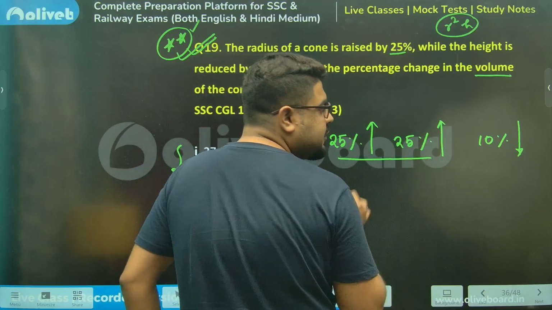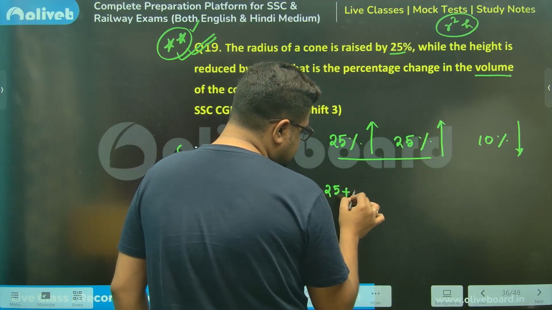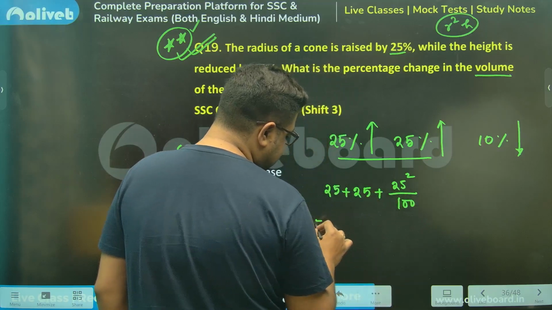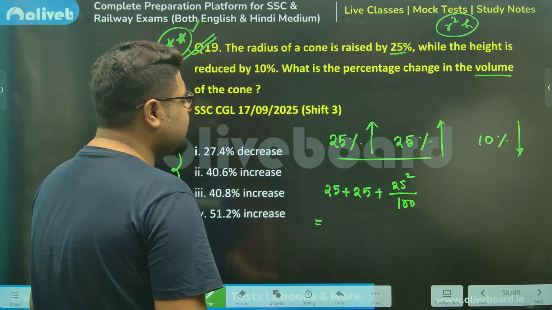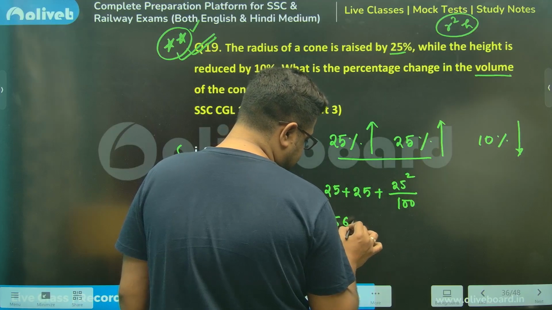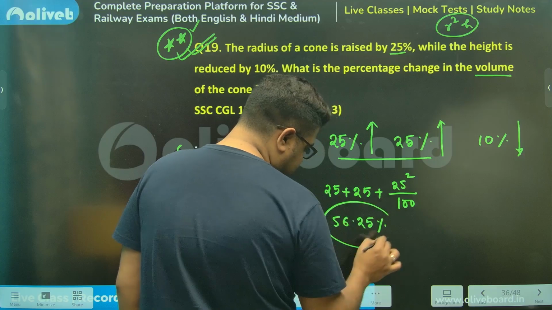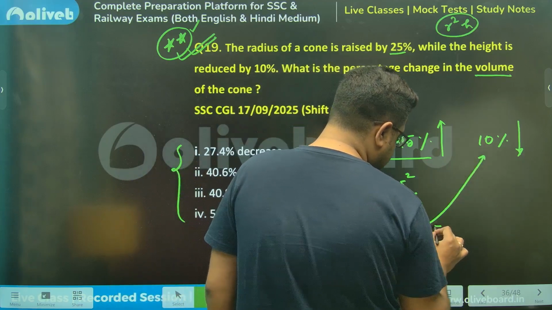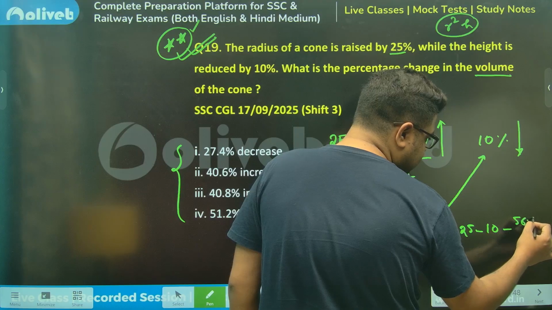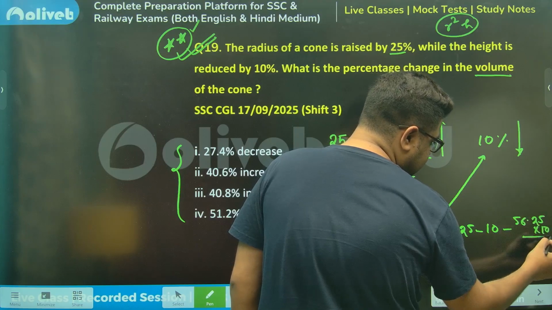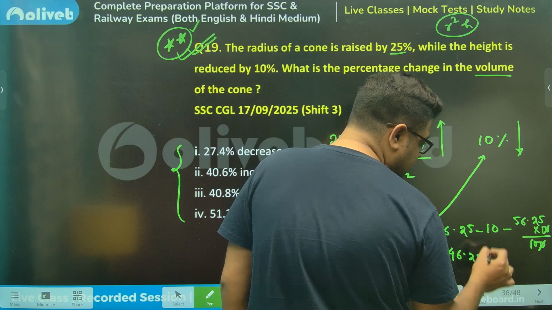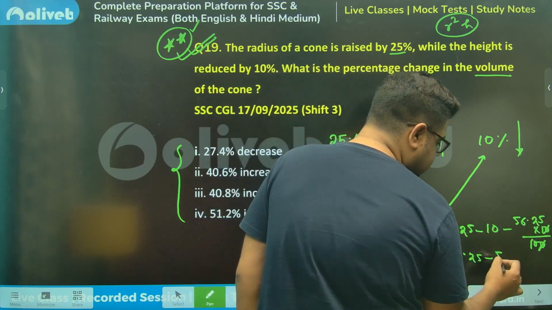Now increment, decrement, these two are increments, this one is decrement. So again use AB theorem in the first two. 25 plus 25 plus 25 square by 100. Again, don't use the three variable formula. Calculations become very tricky then. So again, this is 50 and this is 6.25. So 56.25%. Then you use this one and this one. So 56.25 minus 10 plus minus minus 56.25 into 10 by 100. So again, this will be, sir, 46.25 minus. So this is 5.625.